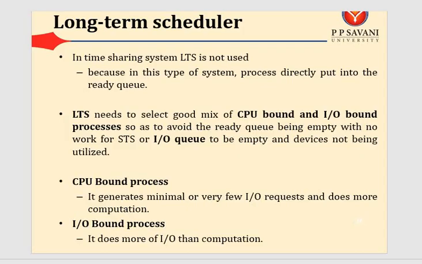Next, a CPU bound process generates minimal or very few input output requests and does more computation. Last, an input output bound process does more input output than computation.